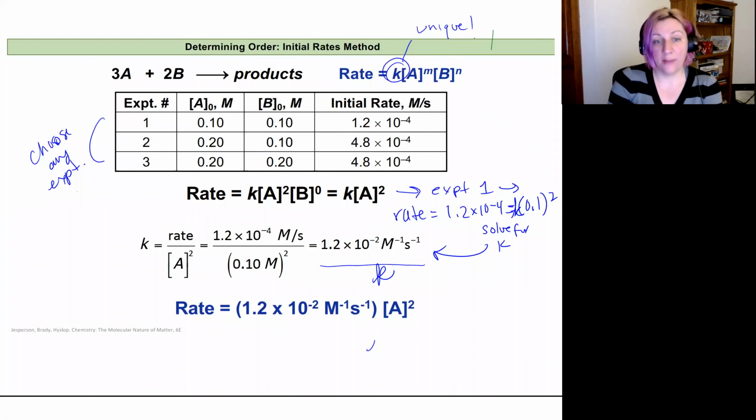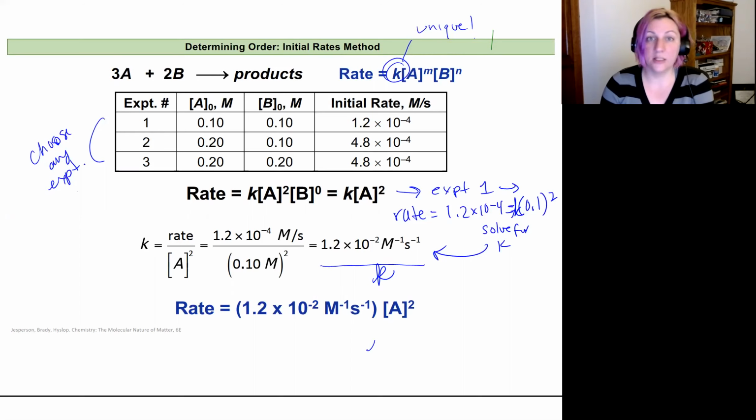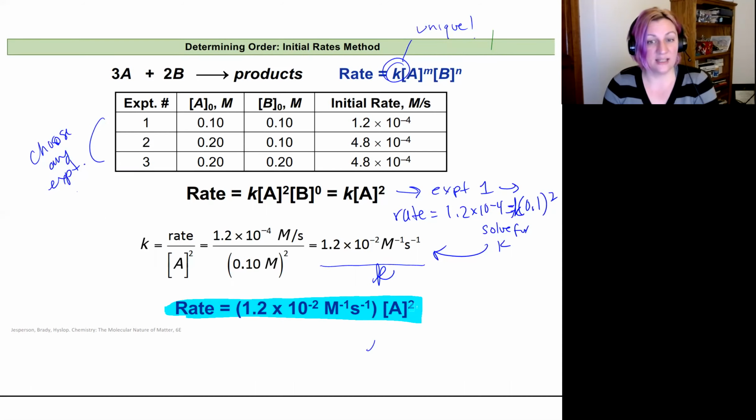And so now I can write my full rate law. My rate law is going to keep the concentration of A as a variable, because I'm going to be able to change that, and the rate's going to be dependent on it. But the rate constant will not change when I change my concentration, so that stays the same. And the order of my reaction doesn't change when I change the concentration, so that remains the same. So my overall rate law is this. The rate is equal to 1.2 times 10 to the negative 2 inverse molarity seconds times A, the concentration of A to the power of 2.